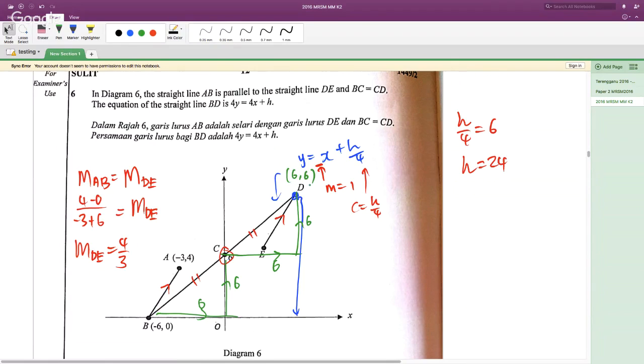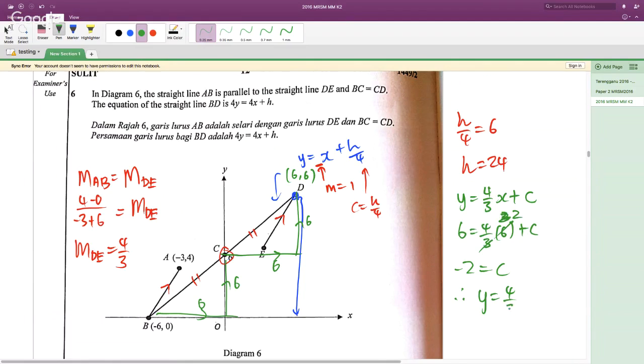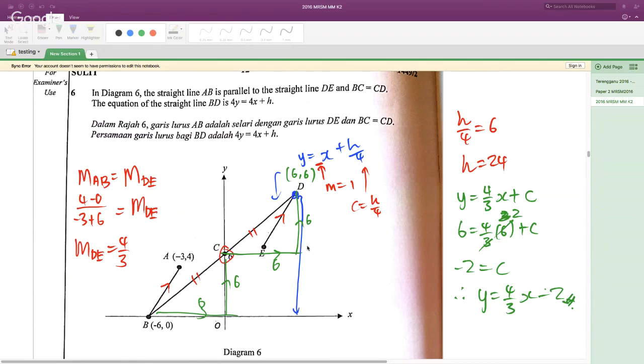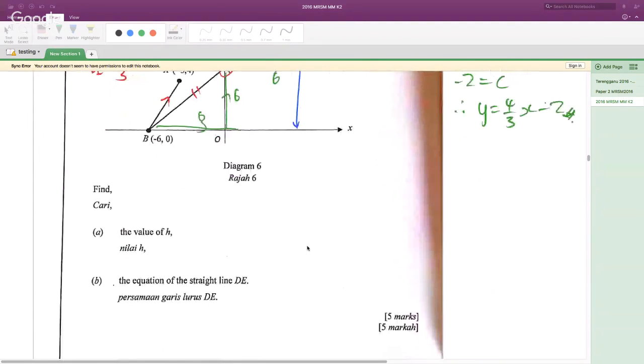Yep, this is correct. So since I have the coordinate D already, I will do y equals 4 over 3x plus c to find the equation of DE. So I will substitute the 6 and 6 into x and y to find my c. So therefore, my c is equals to negative 2. So my equation is y equals 4 over 3x minus 2. All right, this is how we find the equation of DE. I hope you can understand that. Okay, if no problem, then I will just move on to the next one.